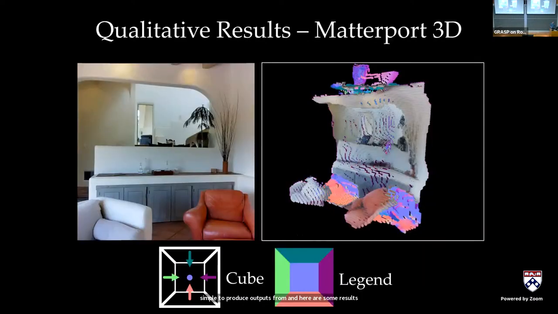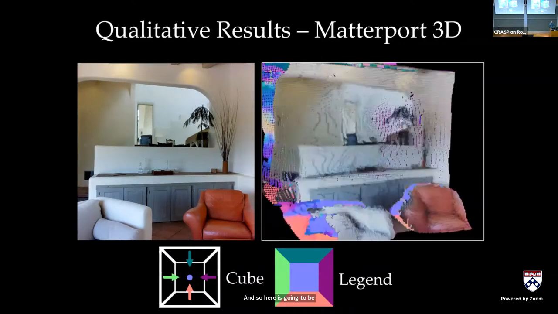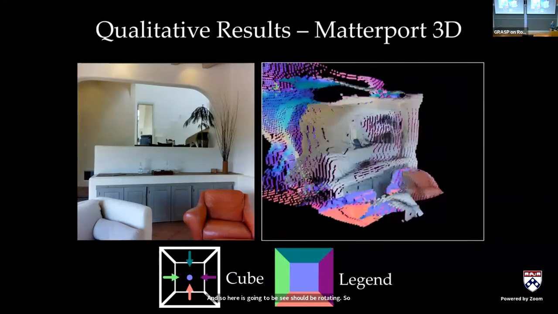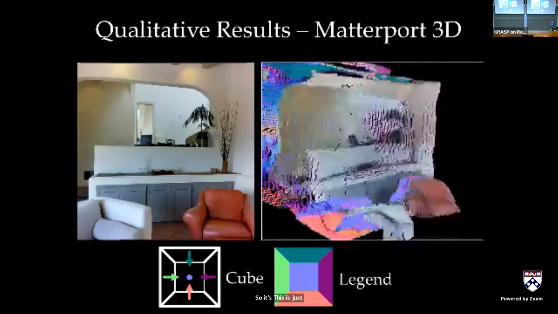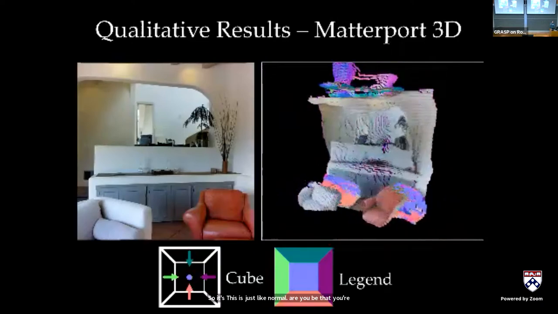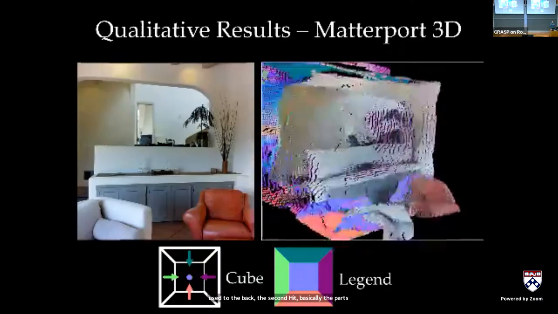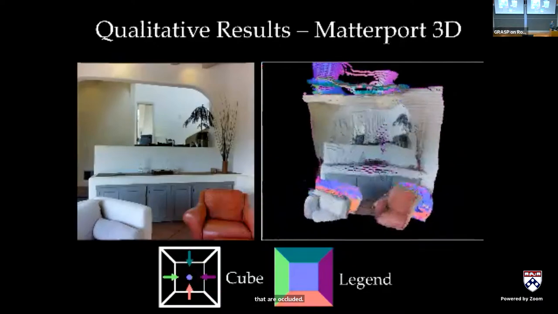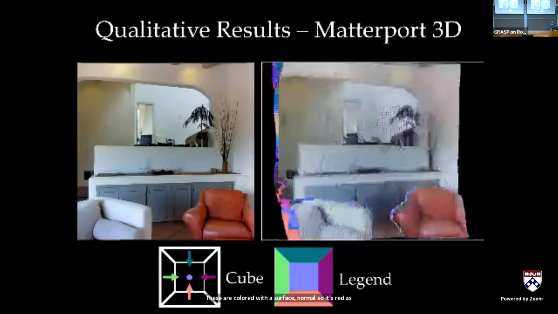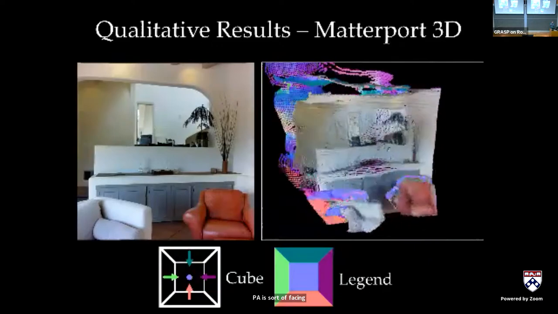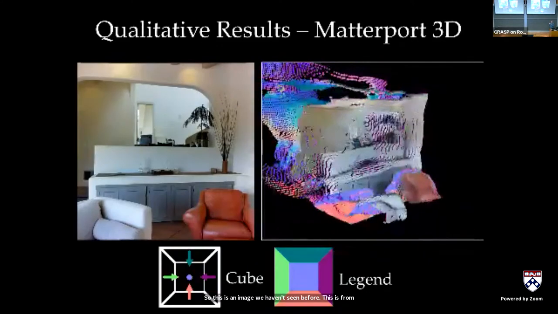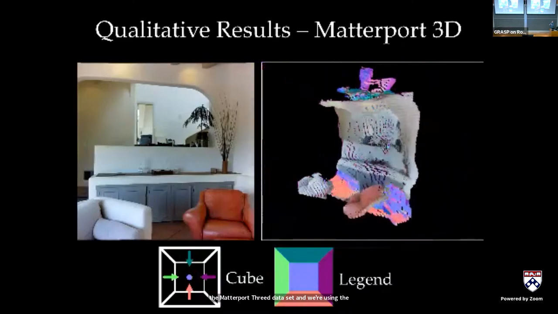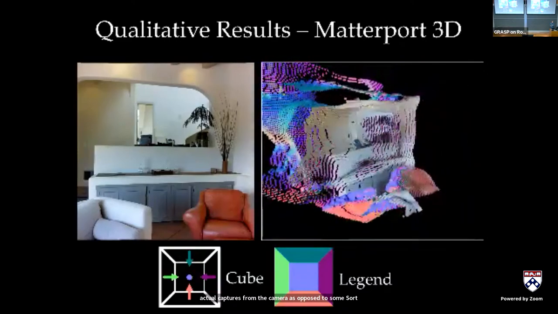Here it should be rotating. So the first hit in the scene is colored with a normal image, just like the normal RGB that you're used to. The second hit, basically the parts that are occluded, are colored with surface normals. So red is facing upwards, and different purples are different vertical surfaces. This is an image we haven't seen before. This is from the Matterport 3D dataset, and we're using the actual captures from the camera as opposed to some sort of re-render from a graphics engine.